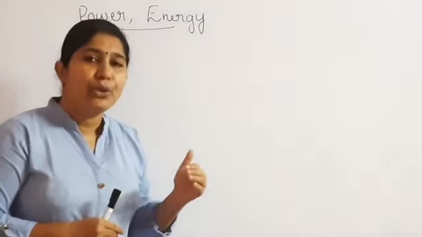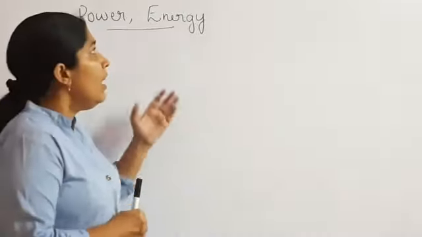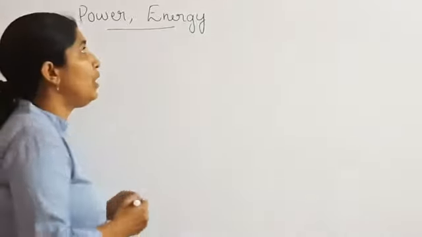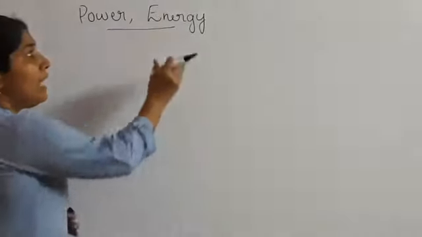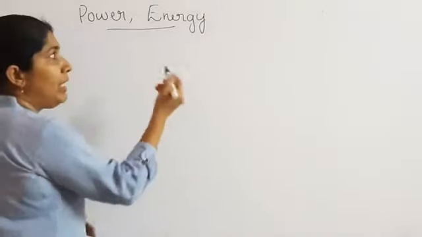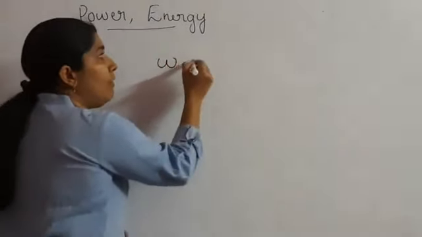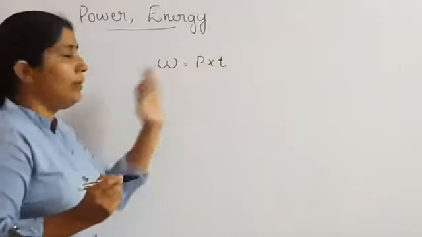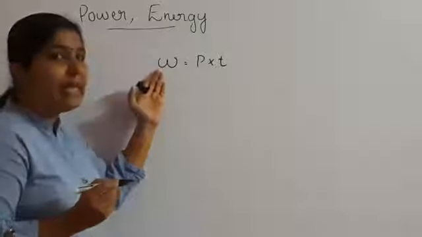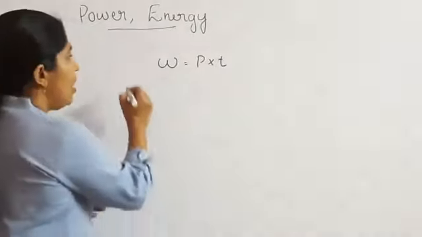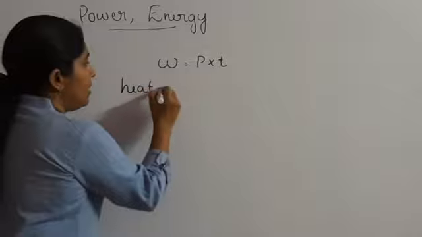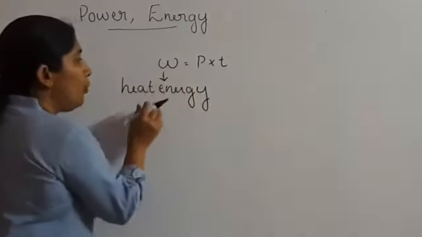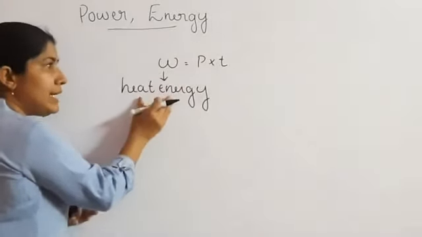Okay, now we want to study the practical unit of energy. Practical unit of heat energy is kilowatt hour. We already studied that work is equal to power into time. Work is known as energy or heat energy. Work is a form of energy. That energy is in the form of heat, so we can call it heat energy.